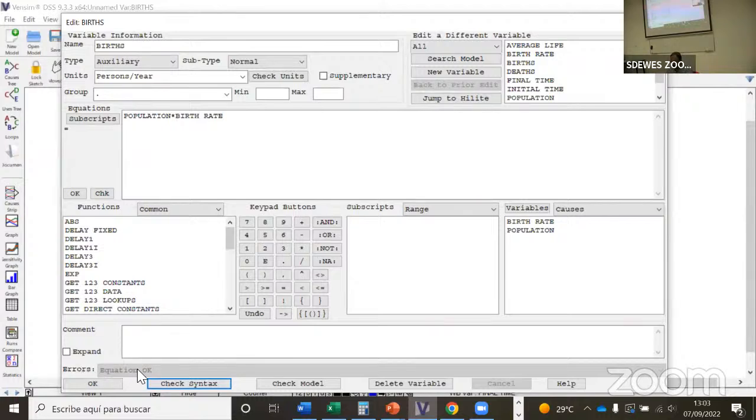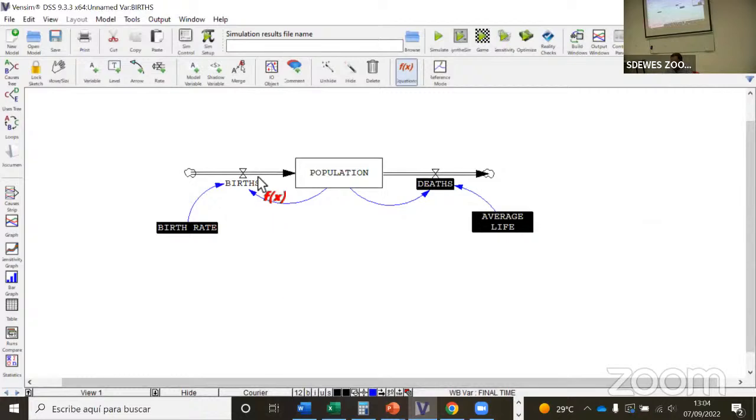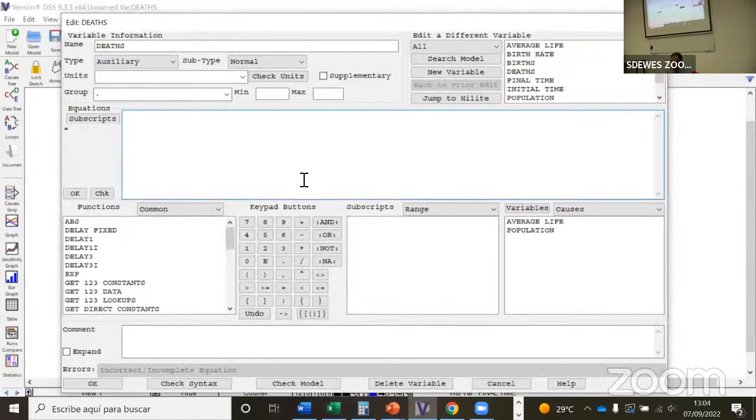Equation okay here. You can also check the model, but now it's too soon to check the model. When you finish, you say okay, and the same for deaths. Deaths have the same units, persons per year. You can choose it in the toolbar, since I introduced persons per year before. And for the equation, the number of deaths in a very general way will be just population divided by average life. This is an approximation, of course.